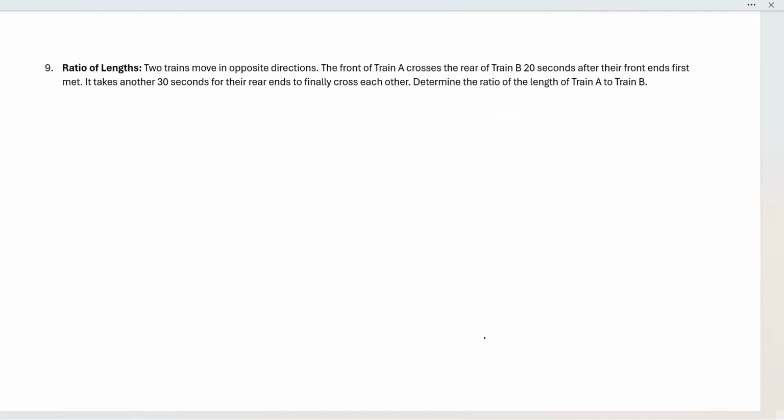So this question says two trains move in opposite direction. The front of train A crosses the rear of train B in 20 seconds after their front ends first met. This will be a bit confusing, but bear with me. We'll break it down into small parts, and then step by step we'll understand the question and solve it. It takes around 30 seconds for the rear ends to finally cross each other. Determine the ratio of length of train A to train B.